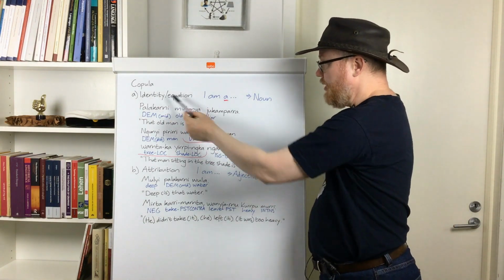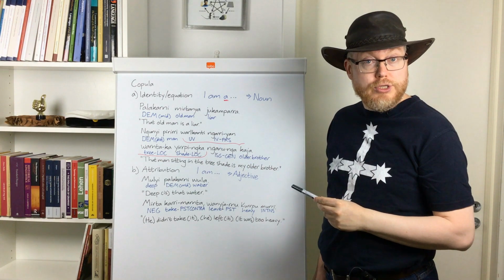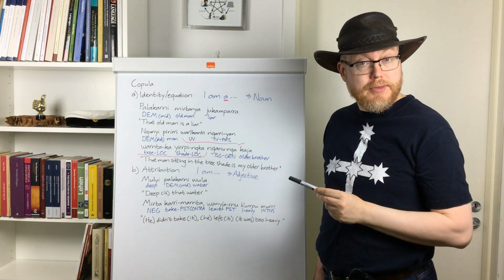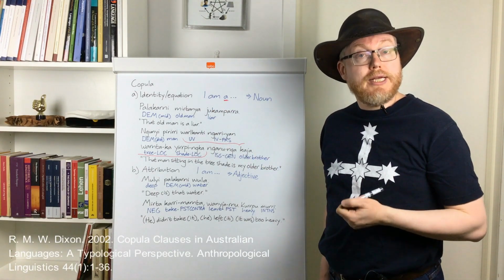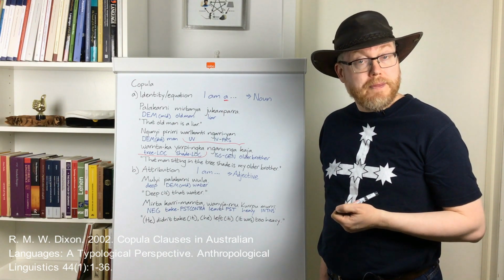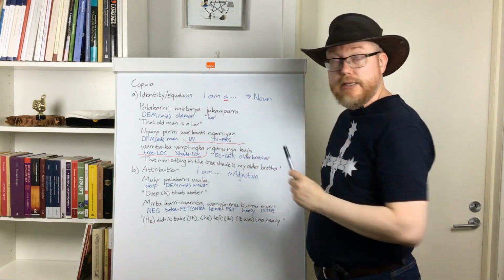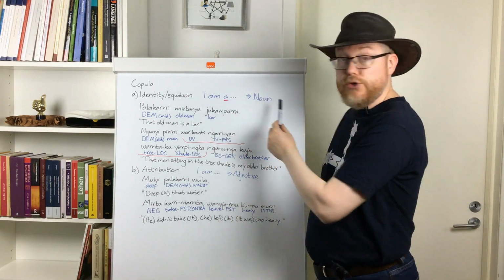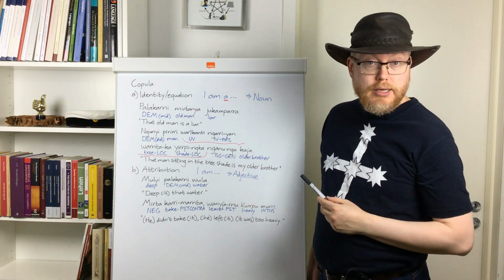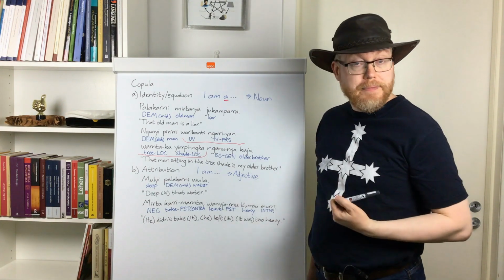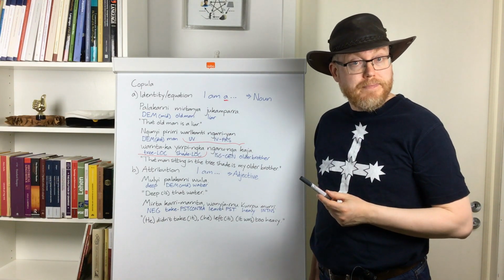And I have written different functions here, different functions that copula clauses fill or serve in Australian languages. This is taken from an article by Professor R.M.W. Dixon from 2002. So we have the function identity or equation, where the copula complement should be a noun. We have the function attribution, where the complement should be an adjective, and so on. There will be more functions discussed in coming videos.